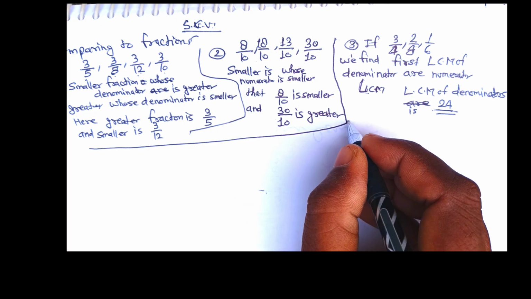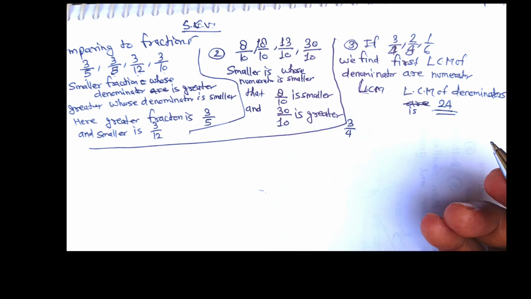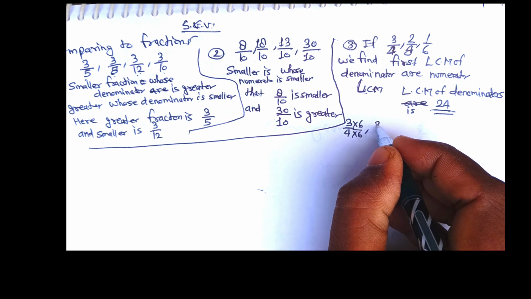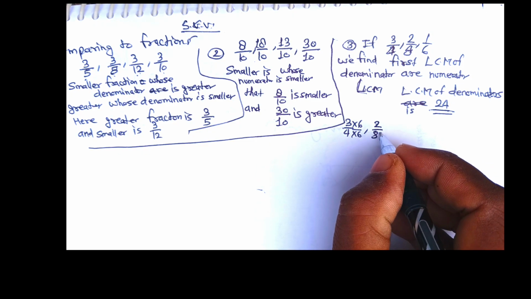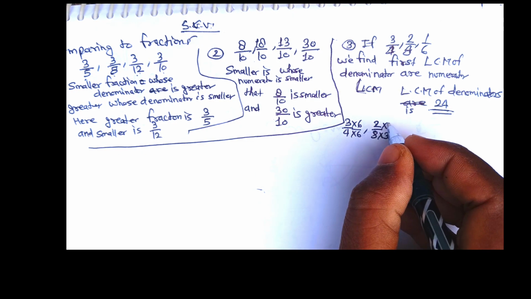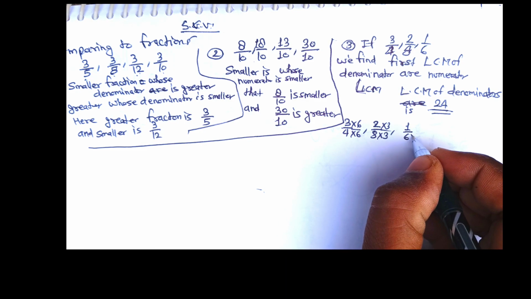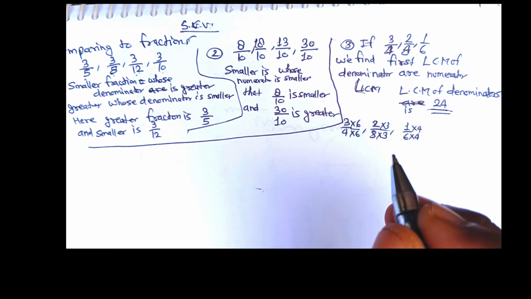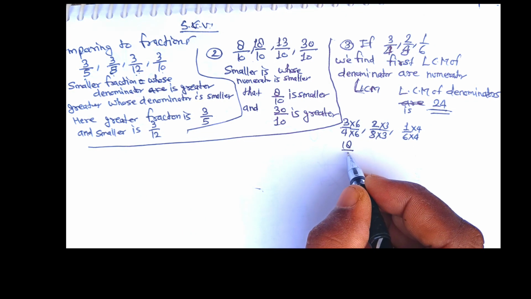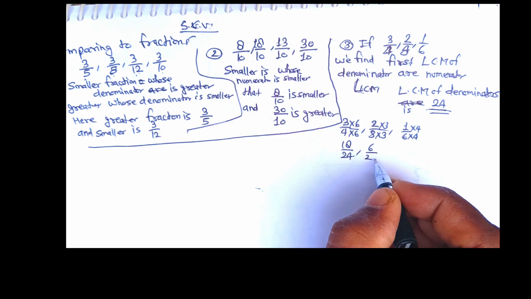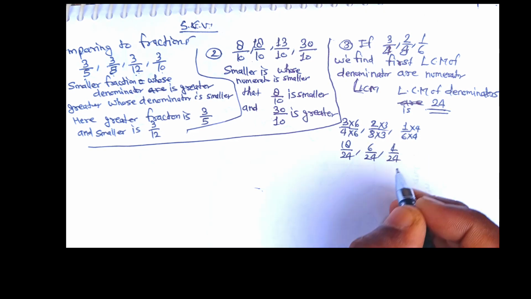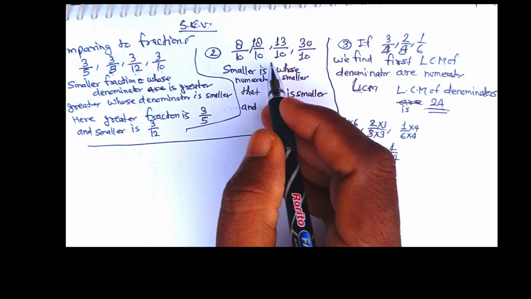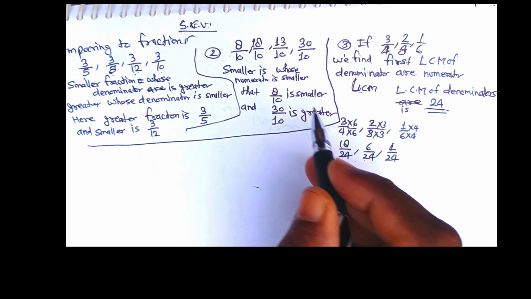First we change 3 upon 4 to a denominator of 24. We multiply 6 to both sides. And 2 upon 8, to create 24 as a denominator, we multiply 3. And 1 upon 6, we create 24 as a denominator, we multiply 4 to both terms, numerator and denominator. There it becomes 18 upon 24, 6 upon 24 and 4 upon 24. Now their situations are converted into the second condition, whose denominators are equal.